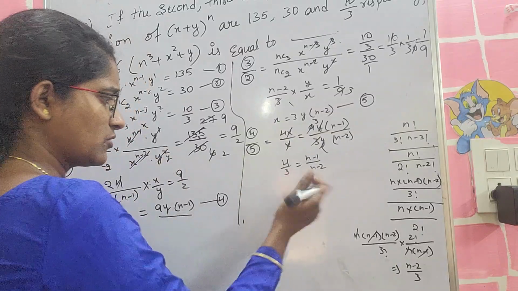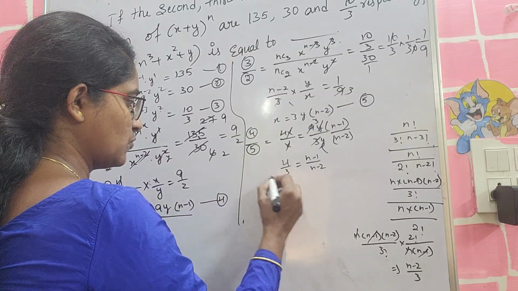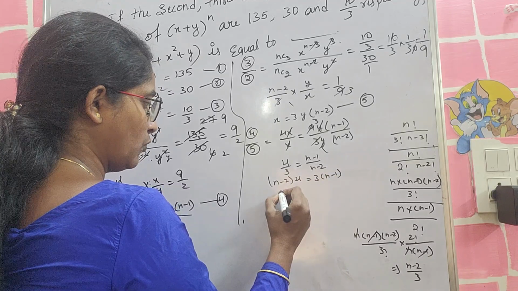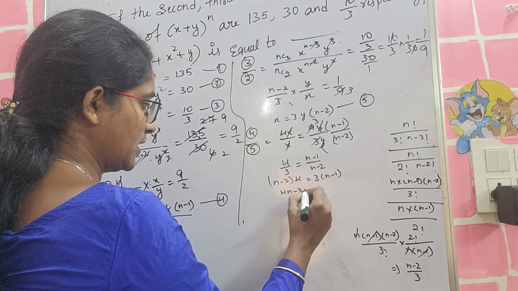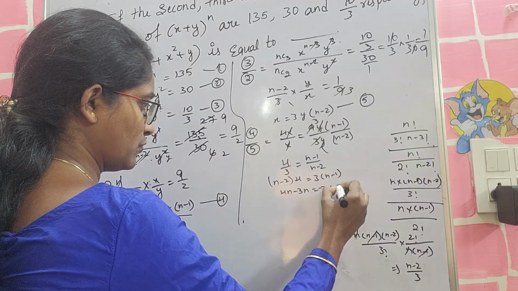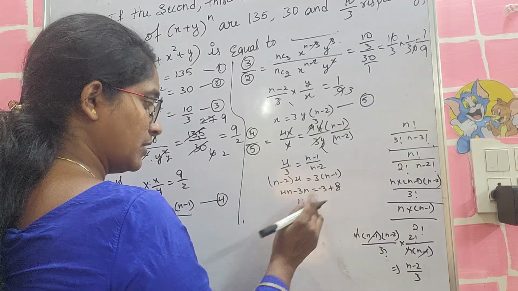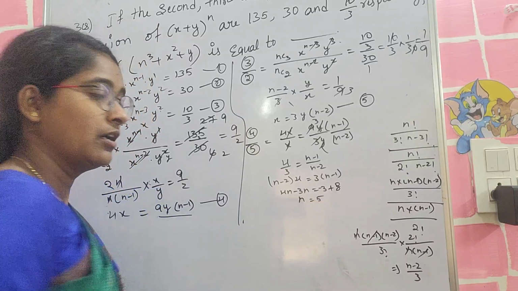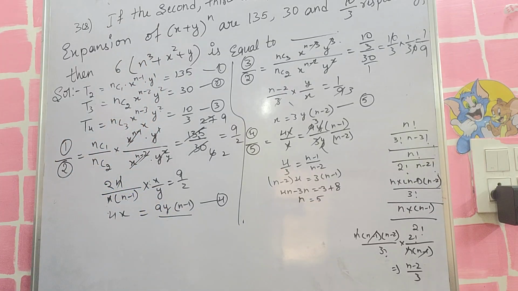So n minus 1 by n minus 2, it's not factorial, right? Yeah, so I'll just cross multiply. N minus 2 of 4 is equal to 3 of n minus 1. Then 4n minus 3n is equal to minus 3 plus 8, that is 5. Then n is equal to 5. Finally I got the n value. Okay.